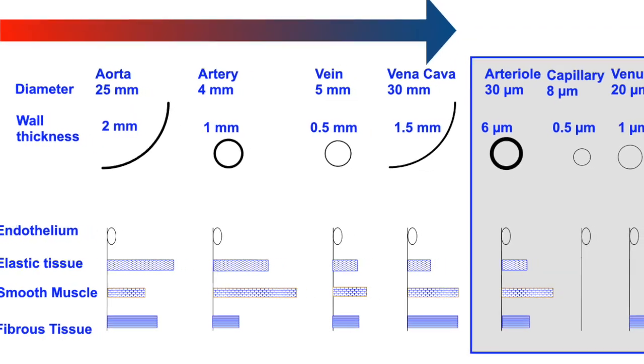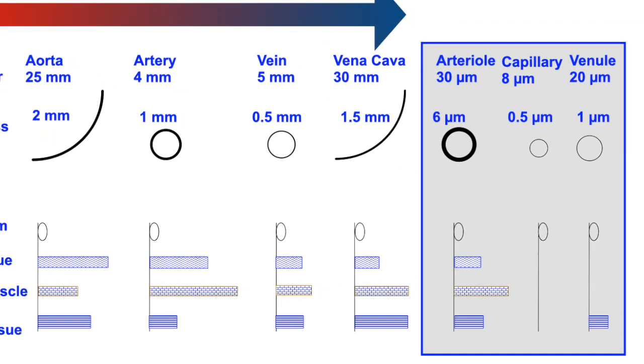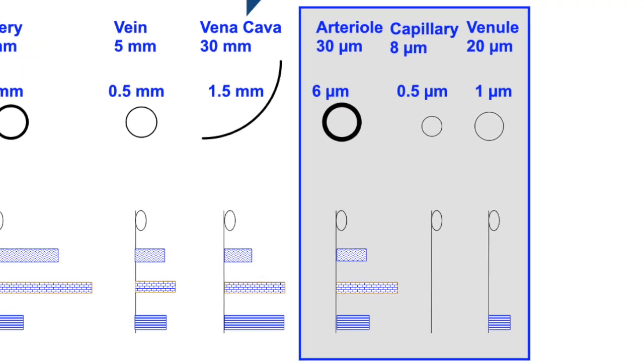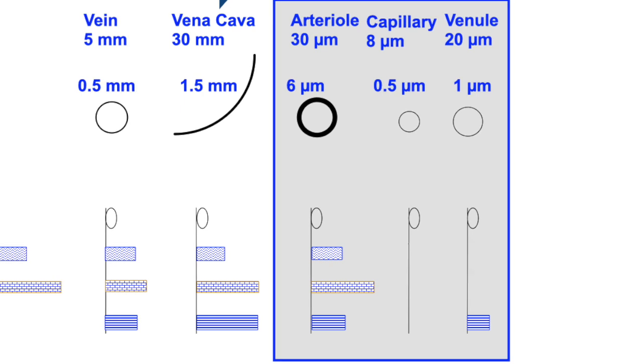Now, if we dive into the smaller vessels, the arterioles, capillaries, and venules, we see we've jumped into a whole different unit system. On the left, the units were in millimeters. Now we're down into microns or micrometers. And we see they're much, much smaller vessels and also have very simple structures. The capillary is the simplest of all.